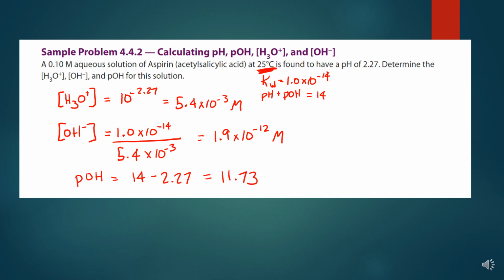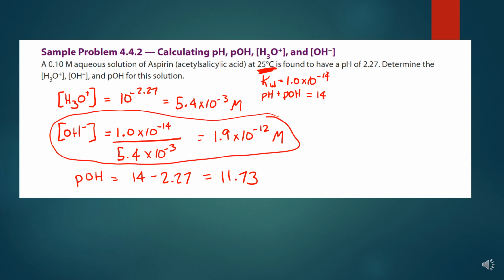Now, for some of you, maybe this is not the calculation that you would have done, because there's another way of getting this as well. If instead I take that pOH, I can calculate the concentration of hydroxide by taking 10 to the negative 11.73. And if you do that in your calculator, you'll also get 1.9 times 10 to the negative 12. So same answer, completely same answer, different way of getting it, and you can do it either way.